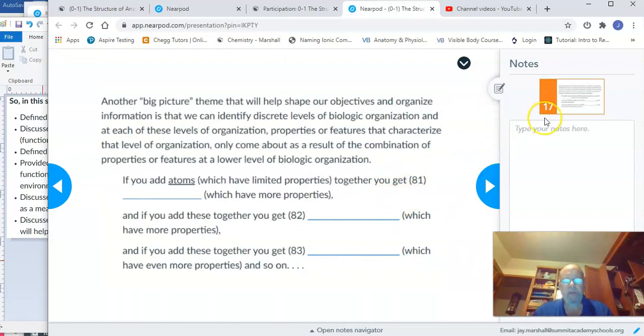Okay, so another big picture theme that will help shape our objectives and organize information is that we can identify discrete levels of biologic organization, and at each of these levels we can figure out properties or features that characterize that level of organization. And understand that each level only comes about as a result of the combination of properties or features at a lower level. Okay, so the idea is that if you add atoms that have limited properties together, you get molecules which have more properties. Then if you add molecules together, you get organelles which have more properties. Then if you add organelles together, you get cells which have more properties, and so on.